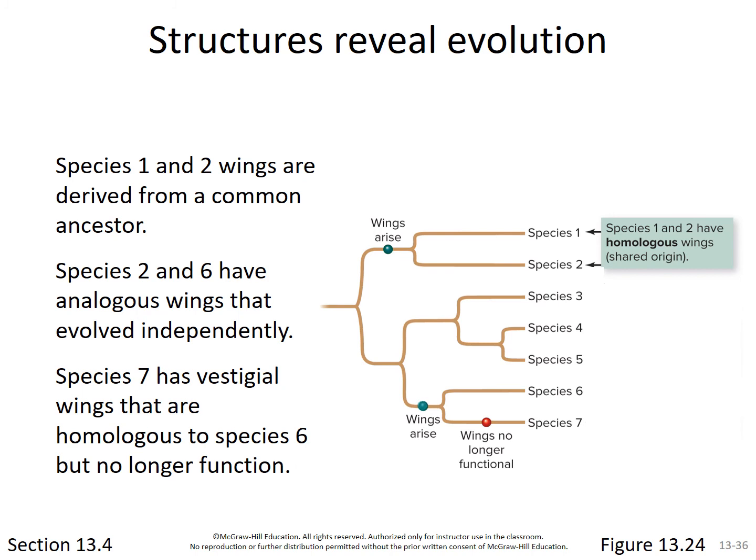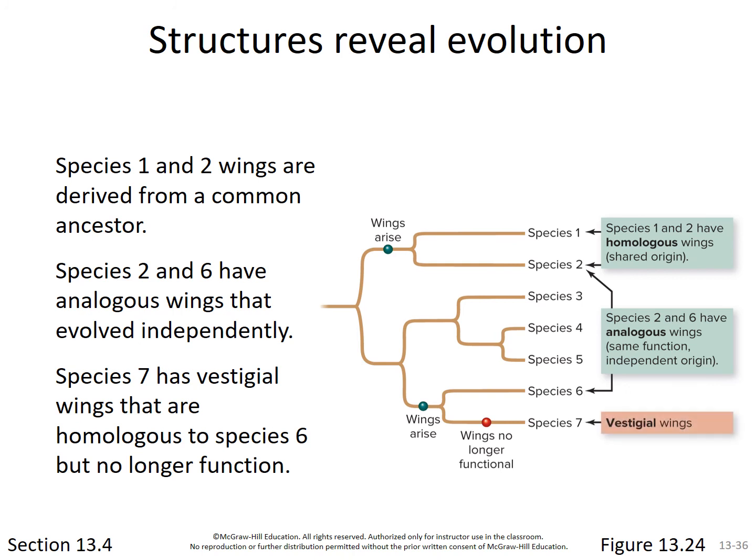Now, in species 6, you had wings arise. But the wings in species 6 and the wings in species 2, these species separated from one another before either of their ancestors developed wings. And so they've got the same function, but their origins are independent of one another. Now, species 7 has vestigial wings that are homologous, the same developmental origin as species 6, but they no longer function.